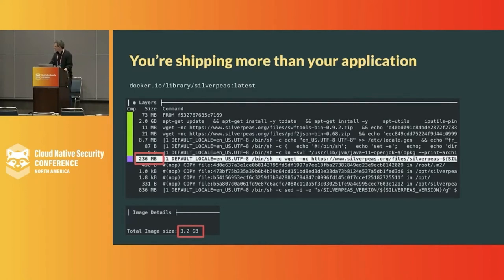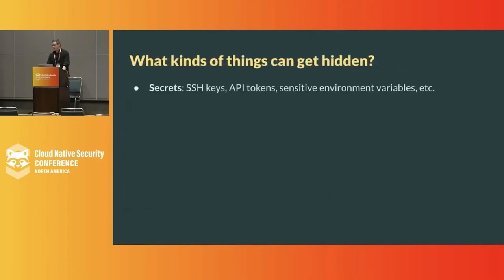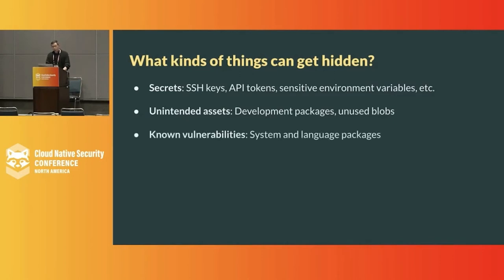There's a lot more surface area that you need to defend, and there's a lot more places that stuff can hide. So what are the kinds of things that can get hidden? Well, you have the typical secrets, as well as unintended assets, such as development payloads, or any blobs that may be sitting around, or known vulnerabilities for your OS packages or any of the language packages that you're bringing in.